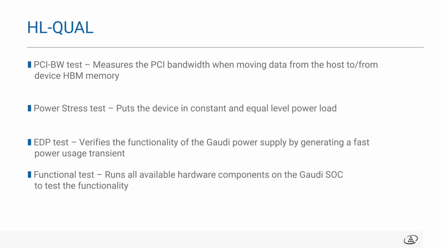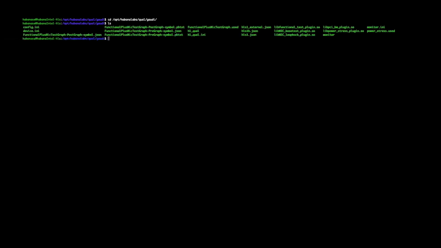The functional test runs all available functionality of the hardware and all the available components on the Gaudi SoC to test the functionality and the interaction between the different units during parallel execution. Next, we'll show you how to run the HLQual application and the tests that we've listed before. To start off, we'll go to the directory where HLQual is installed. In this directory, this has all the required files for HLQual to run. To run our PCIe bandwidth test, we run the following command.